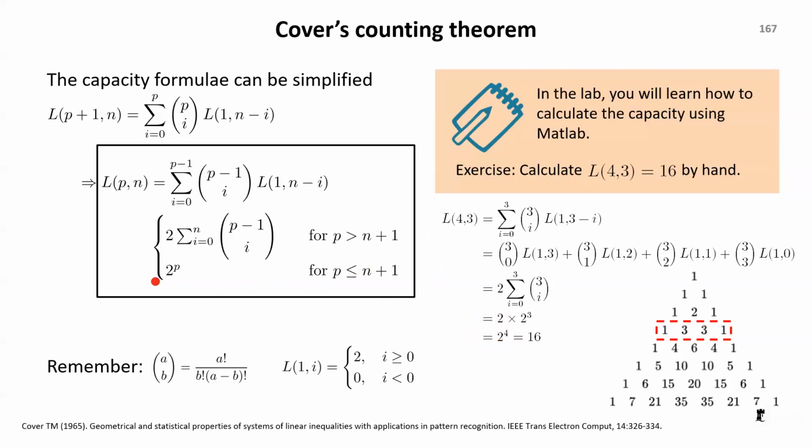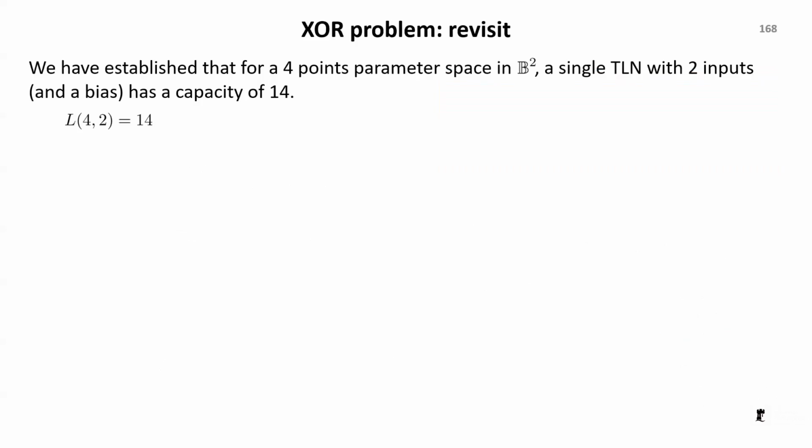And that's actually basically this equation, right? We have p equal to 4 and 2 to the power of 4, so we have 16. Any question on how to use the Cover formula to compute the capacity of a neuron? Okay. If no question, I will just go ahead.